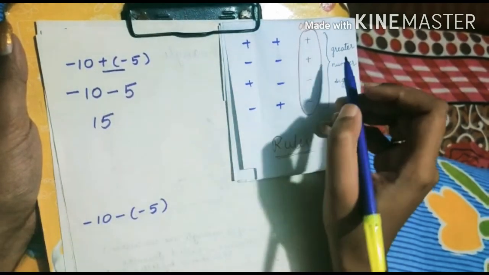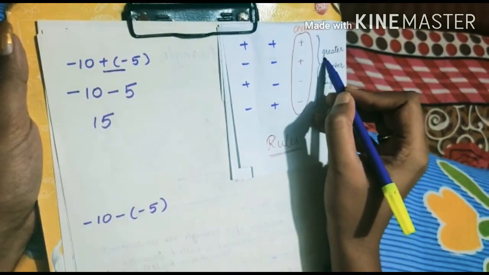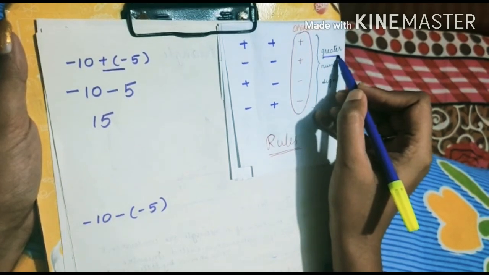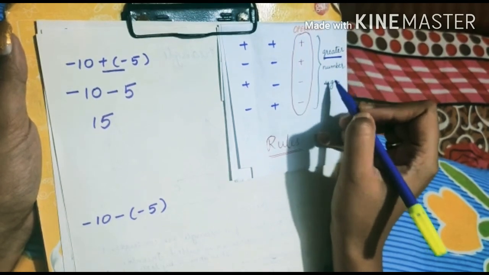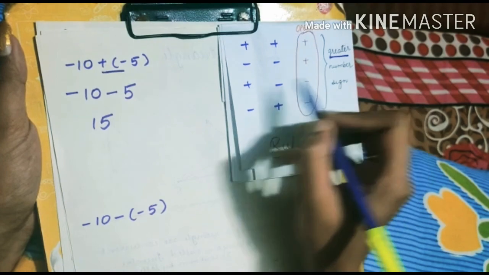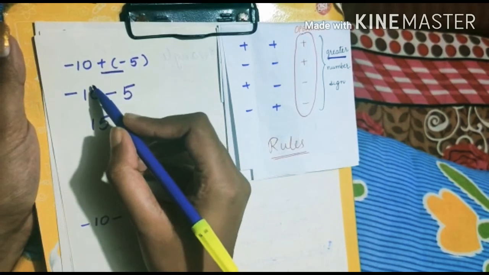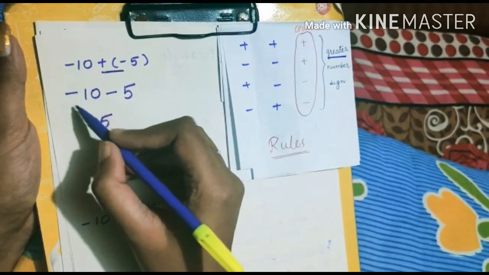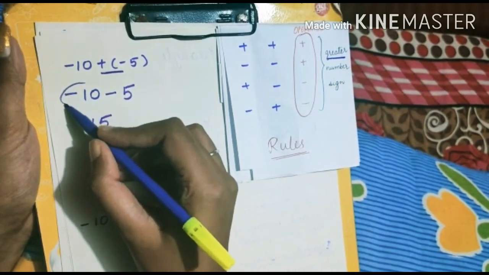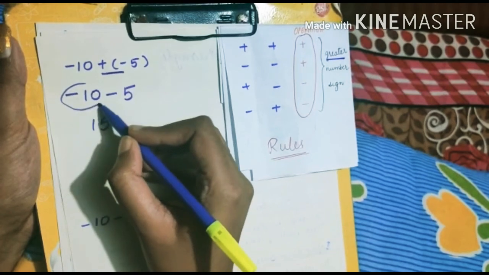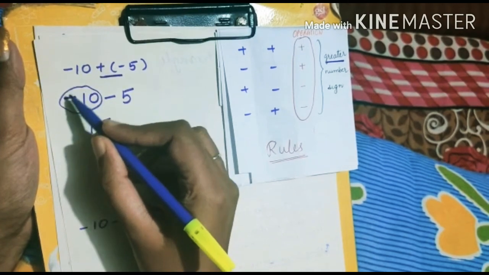What I said, the rule says greater number sign. In the answer, you will put the greater number's sign. And what is my greater number, students? My greater number is 10. I hope you all agree with me. So students, the digit 10 has got a negative sign along with it. You can see 10 has got a negative sign along with it. So I will be putting that negative sign with my answer. So students, let me explain it once again.